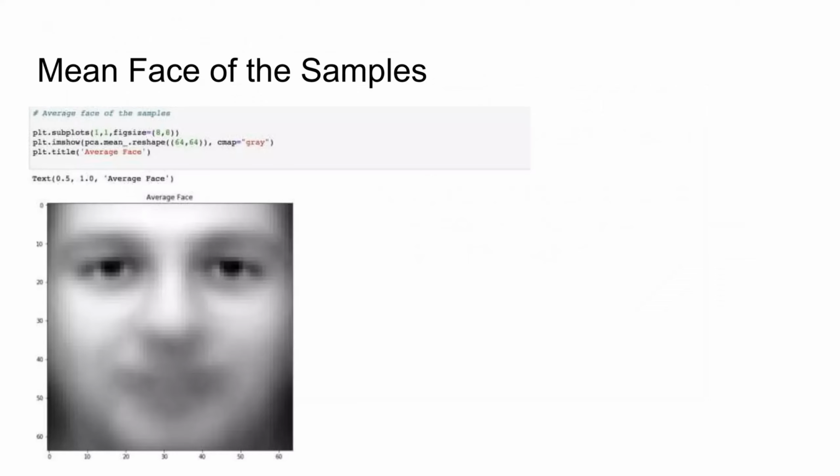Collect face images. Ensure that all face images are aligned and normalized to the same size and format. Convert images to vectors. Each image is flattened into a one-dimensional vector. Compute the mean face. Calculate the average of all the image vectors. Reshape the mean vector back to image. Convert the mean vector back to the original image shape to visualize the mean face.